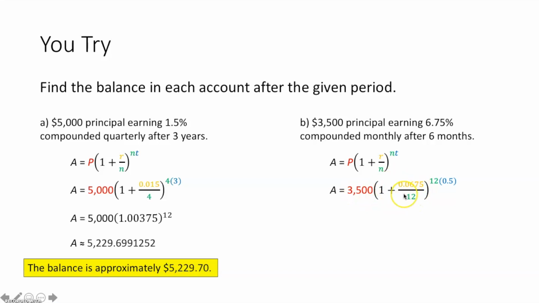So we simplify inside here first. Then we're going to take whatever this is. We're going to raise it to the 6th power because that's what 12 times 0.5 is. And then we're going to take that and multiply it by 20,000. Again, for all of this, you're going to need to use your calculator. So make sure you do.